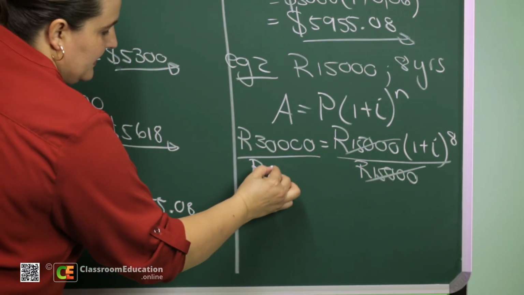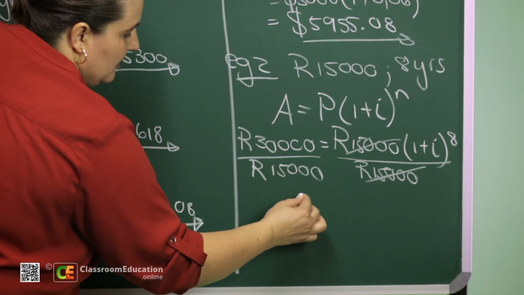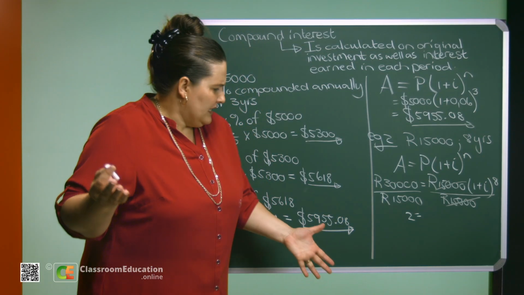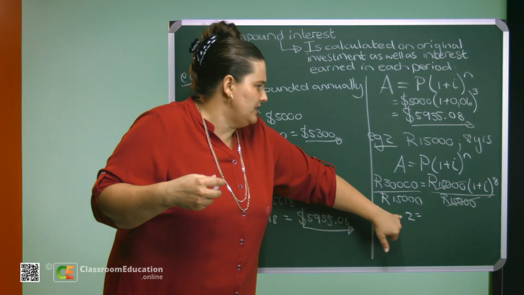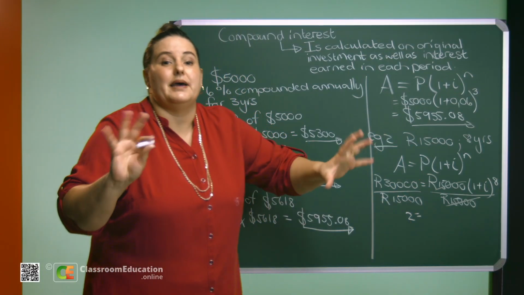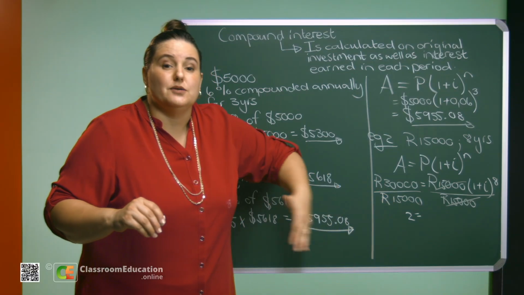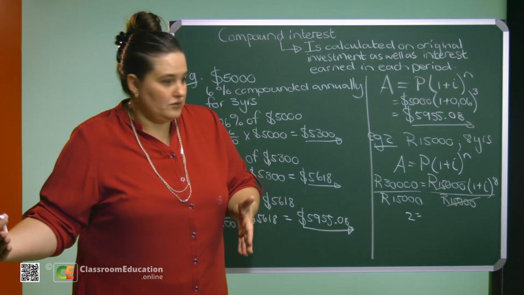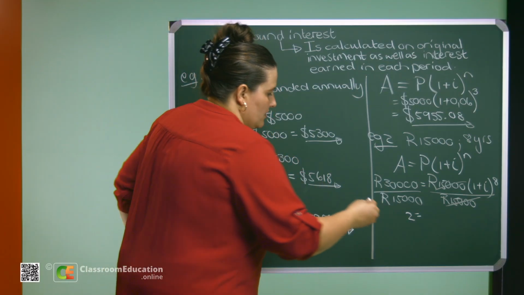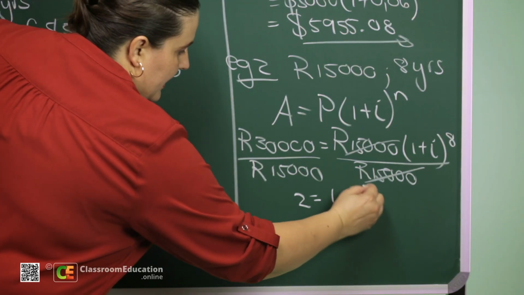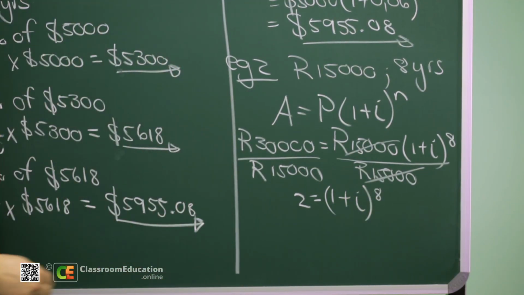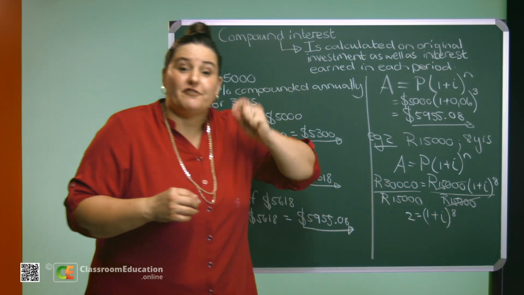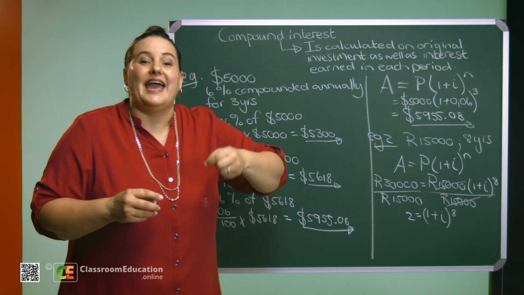And if I do it on the left-hand side, I will end up with a 2. And immediately it's actually quite easier. But you could have said just 2 there, and you could have used the P as a 1. It doesn't matter. But now you have used it in terms of 15,000 Rand, and that when it's doubled, it became 30,000 Rand. Okay, so 2 equals (1 plus I) to the power of 8. Now, how are we going to get rid of the to the power of 8? By doing the 8th root.